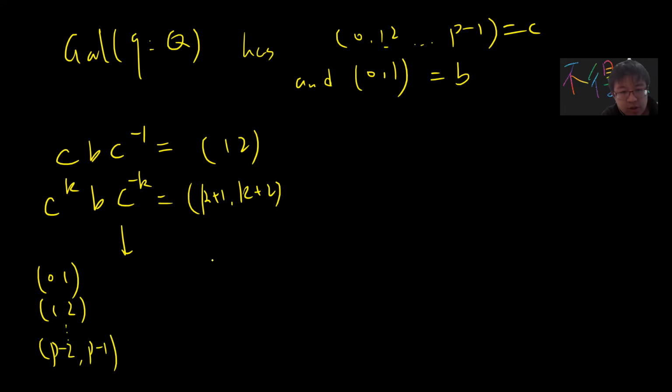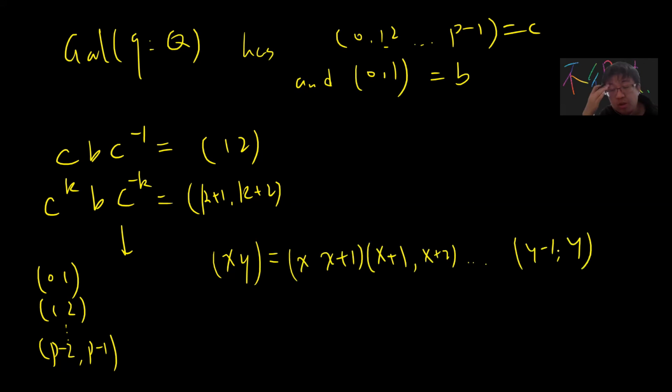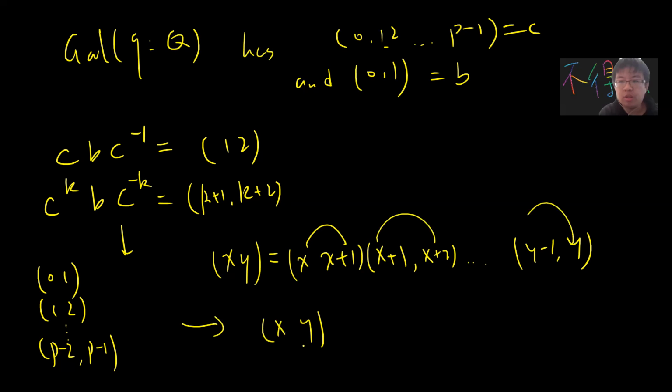Once you have this, then for any transposition (x y), you can get (x, x plus 1), (x plus 1, x plus 2), and up to (y minus 1, y). This is just iterative: you change one by one, and it is generated by these. So we prove that any transposition can be generated in this Galois group, and all of S_p is generated by compositions of transpositions. Okay, so we prove that in this case your Galois group is S_p.